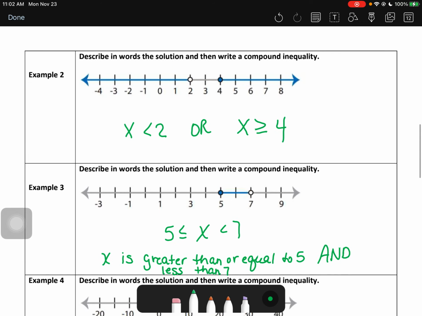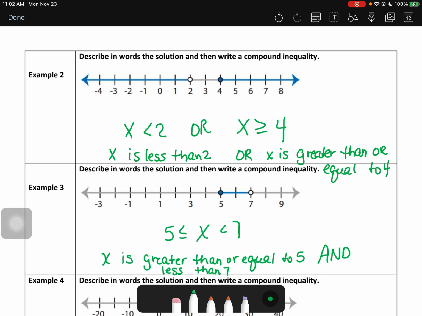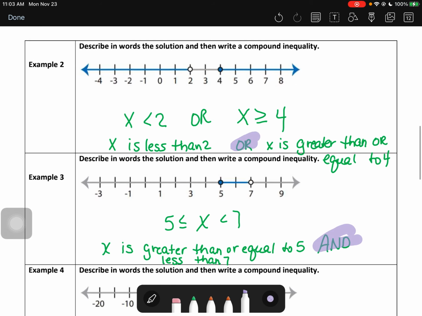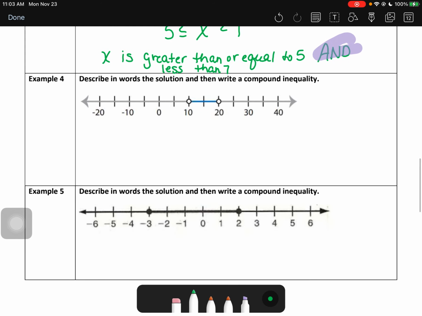On the one above, example 2, we would say x is less than 2 or x is greater than or equal to 4. So we have our or situation, we have our and situation. Let's look at example 4.